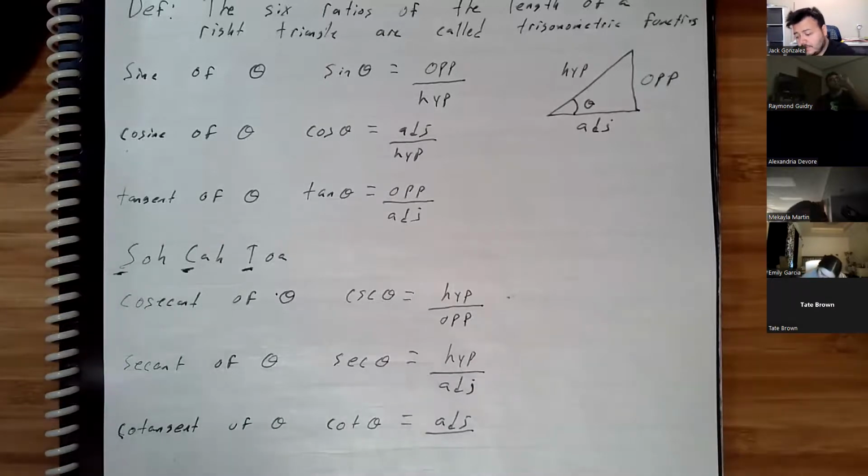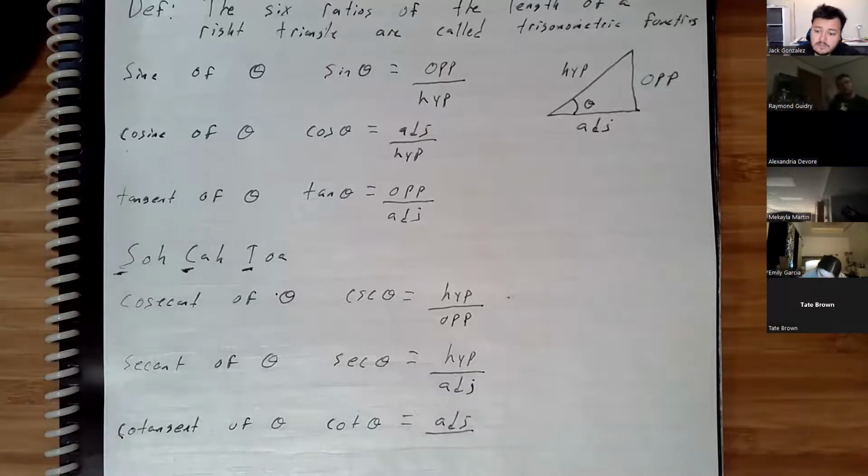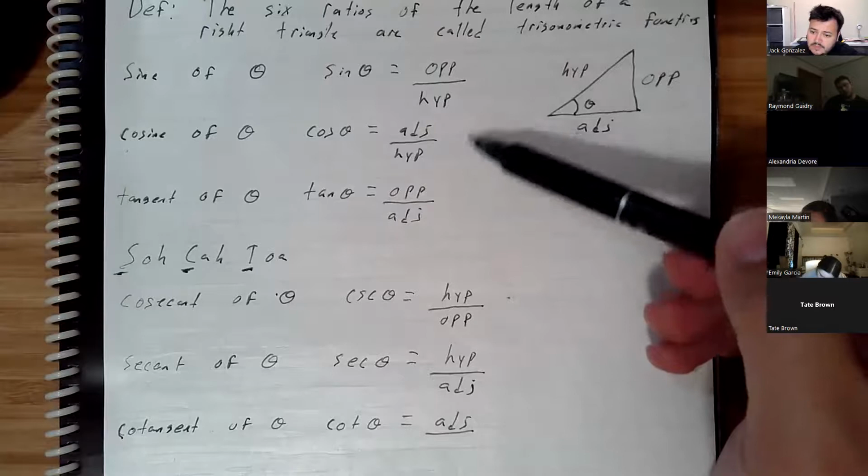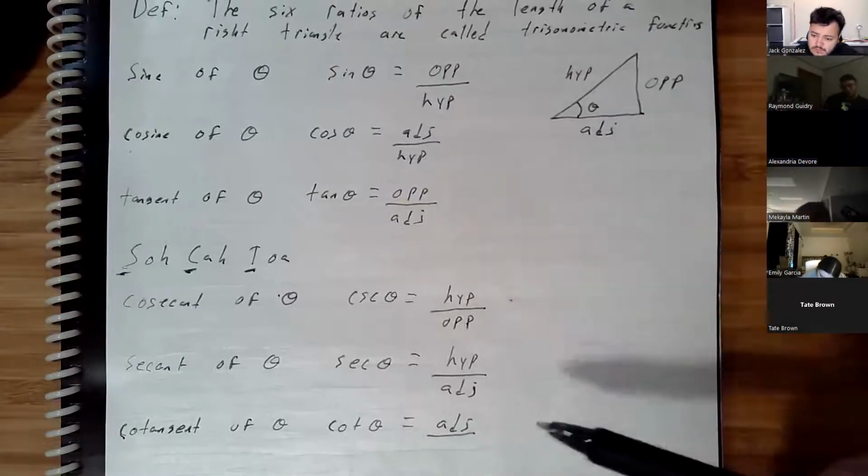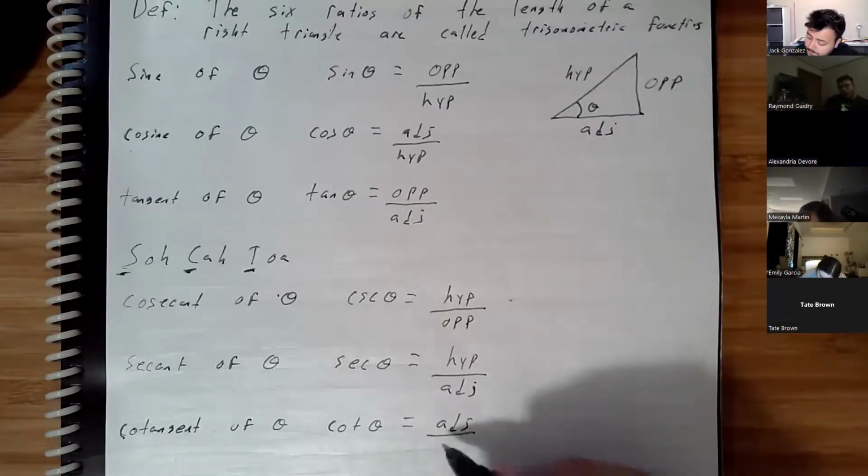Okay. But those values would be found with your unit circle or your calculator. Okay. But that's how they're created. That's how they're defined. That's where they come from. Okay. So the original 3 are right here: sine, cosine, tangent. And then the other 3 are just reciprocals of the original.